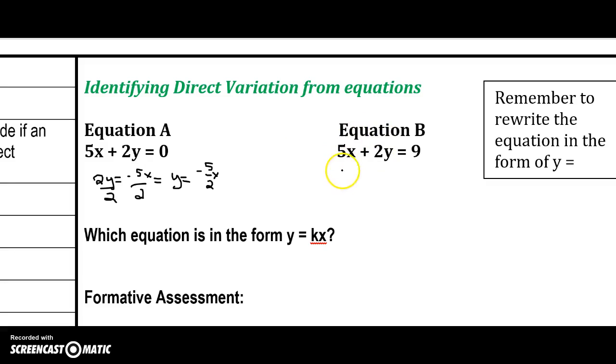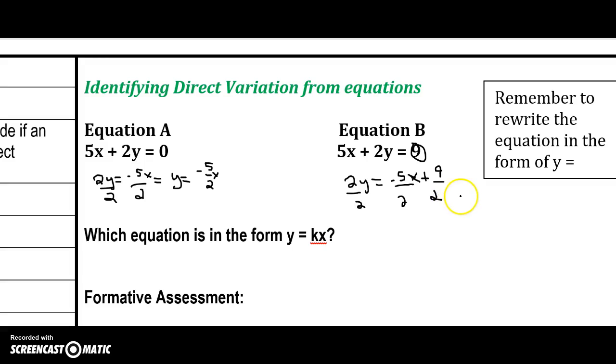All right. Let's try the next one. Here we go. Same thing. Move that over there. But see this 9 right here? This 9 tells me this is not going to be direct variation. So look, I got 2y equals negative 5x plus 9. Now I'm going to divide everything by 2.